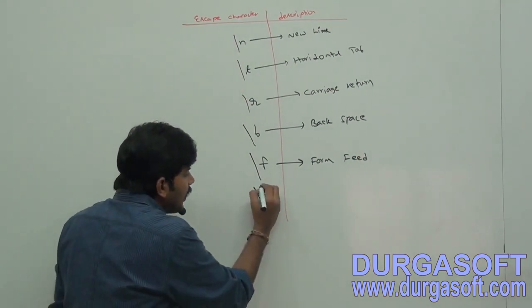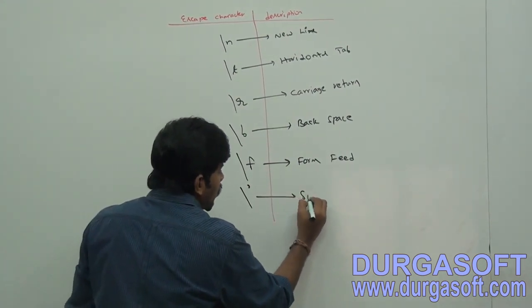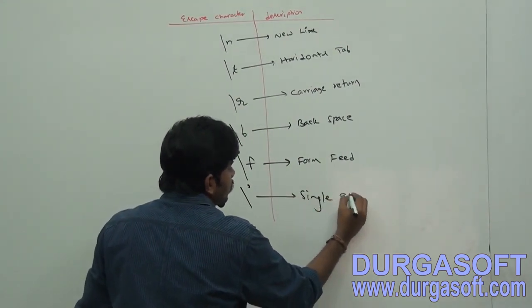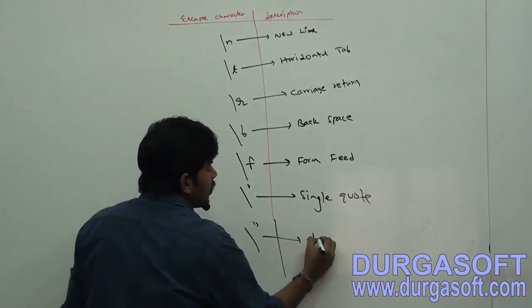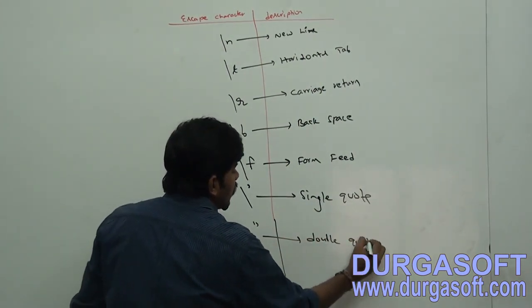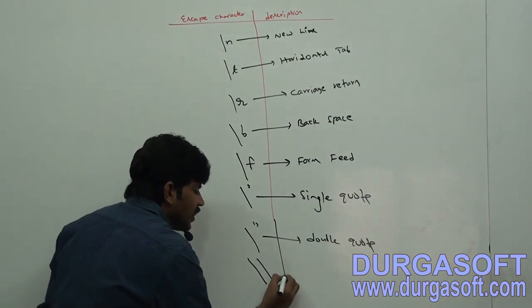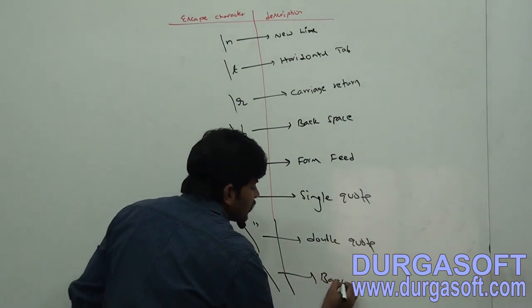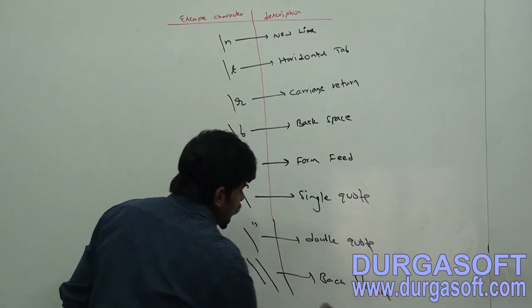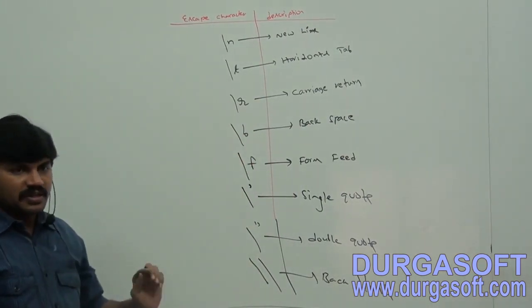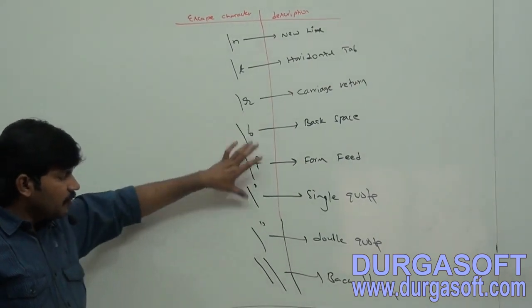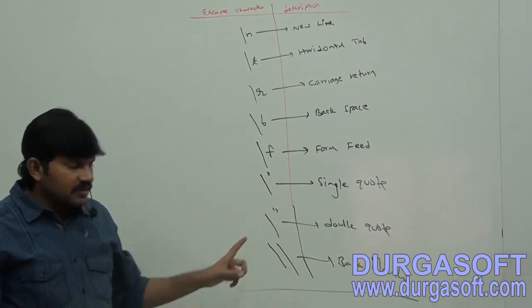Okay, \f is nothing but what? Form feed. Now single quote. Okay, single quote itself is an escape character. Double quote itself is an escape character. Backslash itself is a backslash symbol. Okay, that's all. These are various escape characters present in Java. Total how many are there? 5 plus 3, 8 escape characters, right, sir?